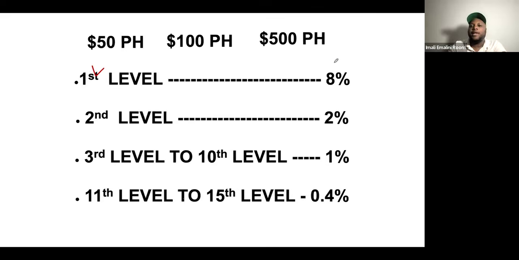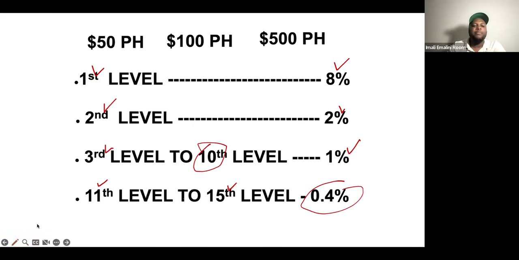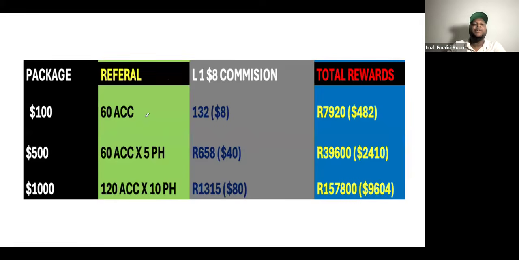On your first level, you are getting 8%. Second level, you are getting 2%. Third level to 10th level, you're getting 1%. Level 11 to level 15, you are getting 0.4%. It doesn't matter the amount, you decide. Magically, you can turn it into a money-making machine on a daily basis, $100. If you can focus on everybody in your team, even if they came with $50, it's okay. Because the following cycle, after 15 days, they are now PHing with $100. That's why we'll make an example with $100.